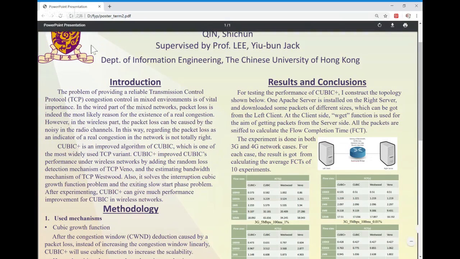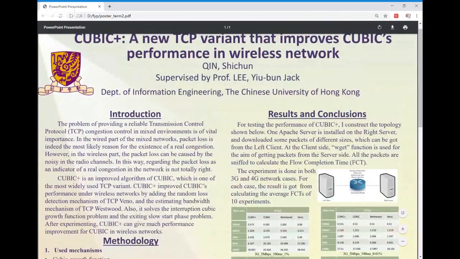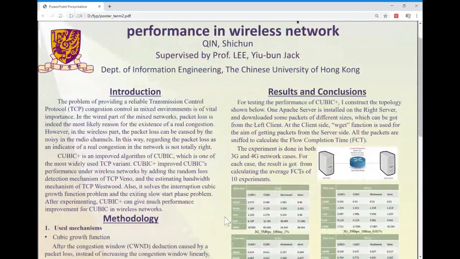However, as for the most widely used TCP variant, which is called cubic, it does not have the mechanism to detect whether the packet loss is because of a random loss or a real congestion. And every time it encounters a packet loss, it will just directly deduct the congestion window by 30%. And as you can imagine, if the random loss rate is very high, it almost can't utilize the bandwidth.